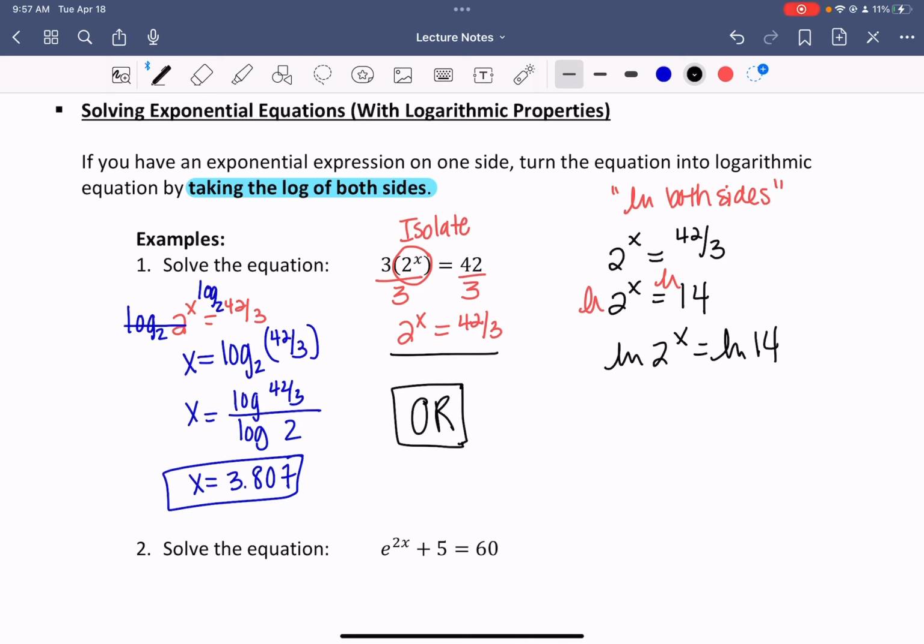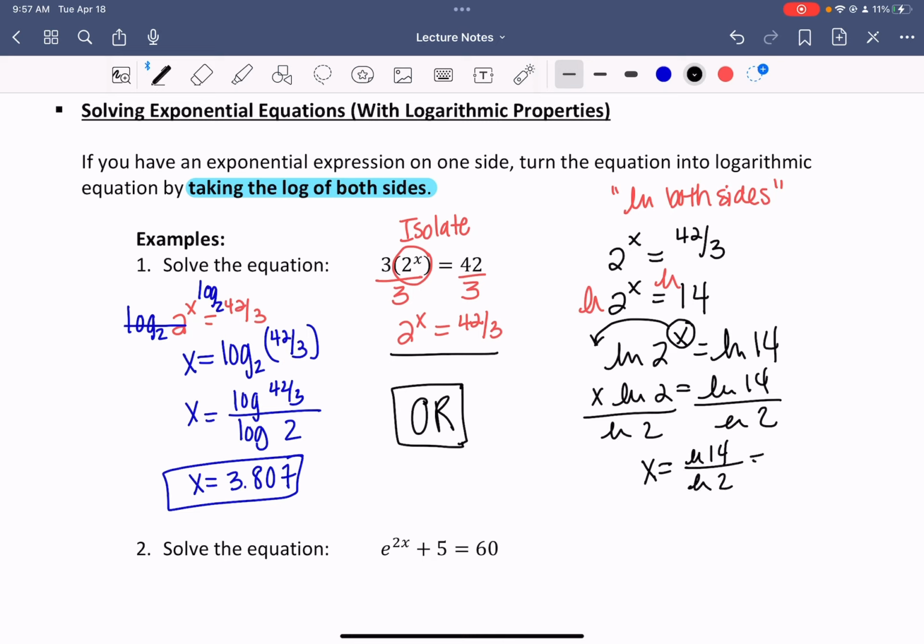By the properties of logs, I can bring that exponent out front. That gives me x ln 2 equal to ln 14, and then divide both sides by ln 2. So x is equal to, I go on my calculator and type in ln 14 over ln 2, and that also gives me 3.807.